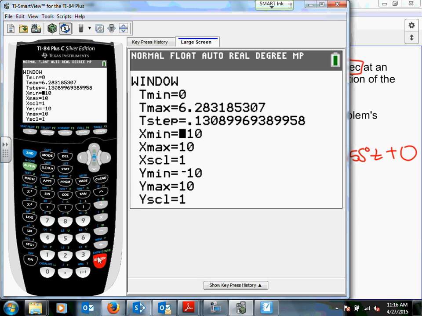Now, we can't see the entire parabola, okay? Where did it start? It started at 0, 0, didn't it? So let's change our x min and max so we can see more of the parabola. Let's start our x's at 0. And how far do you want to stretch it out?